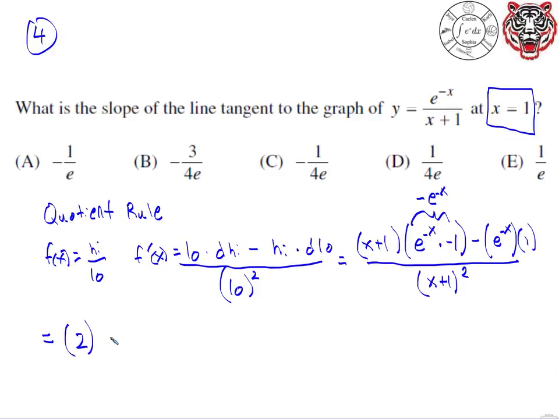Joy, fill in the rest for us. So this is going to be negative e to the negative 1. Keep going. E to the negative 1. Perfect. Divided by 4. Yep, divided by 4. Cool, and that's because 1 plus 1 squared is 4.